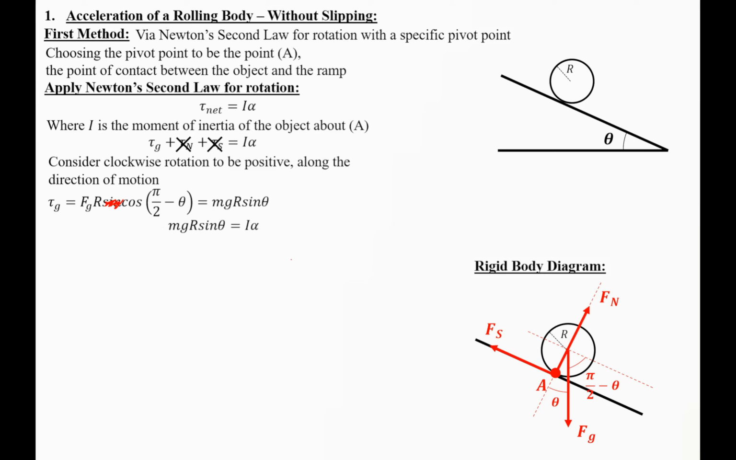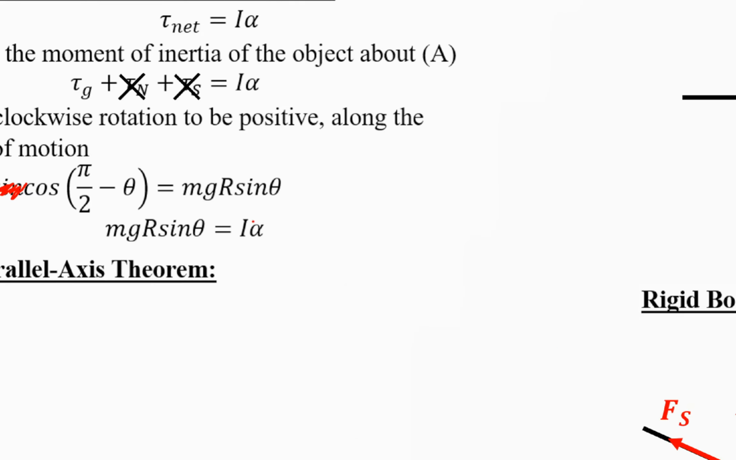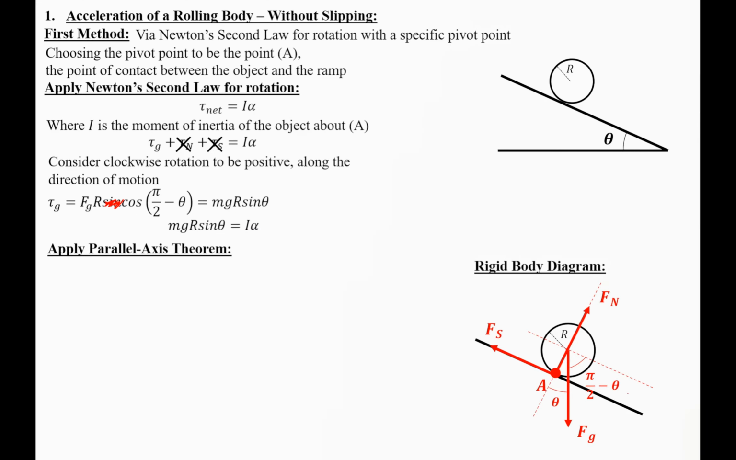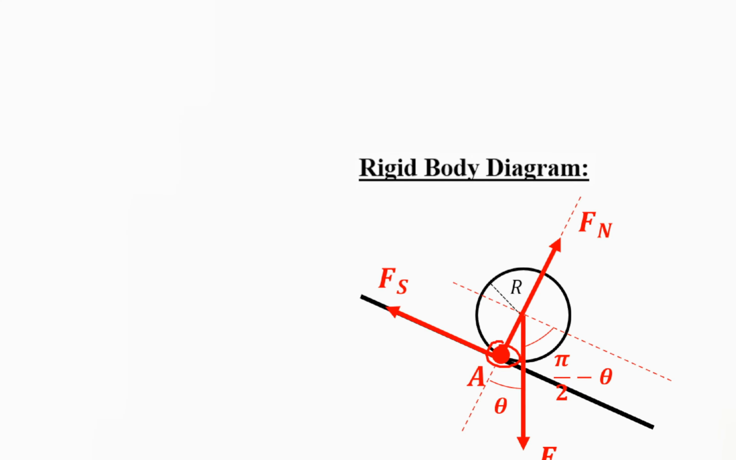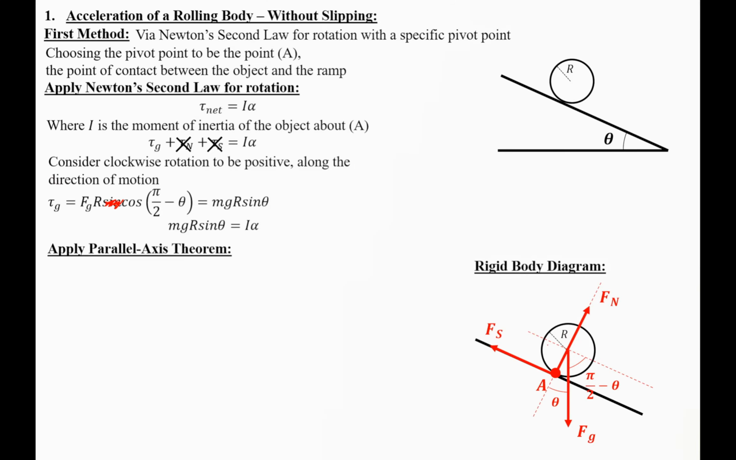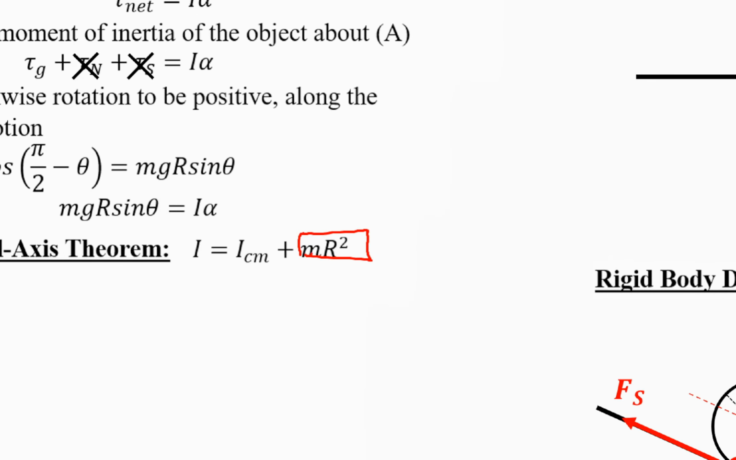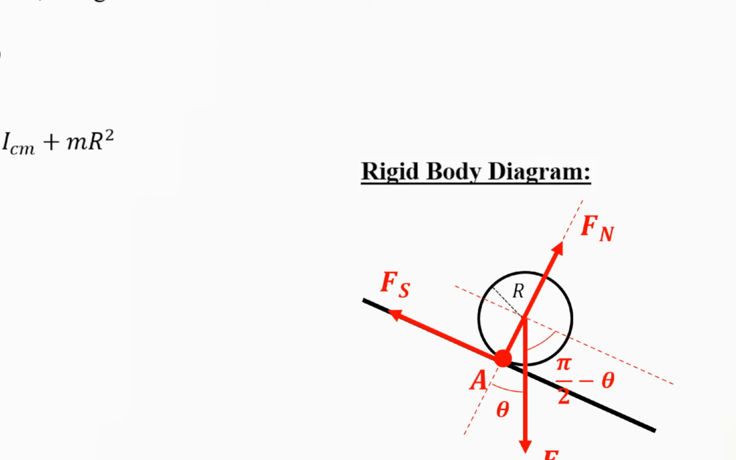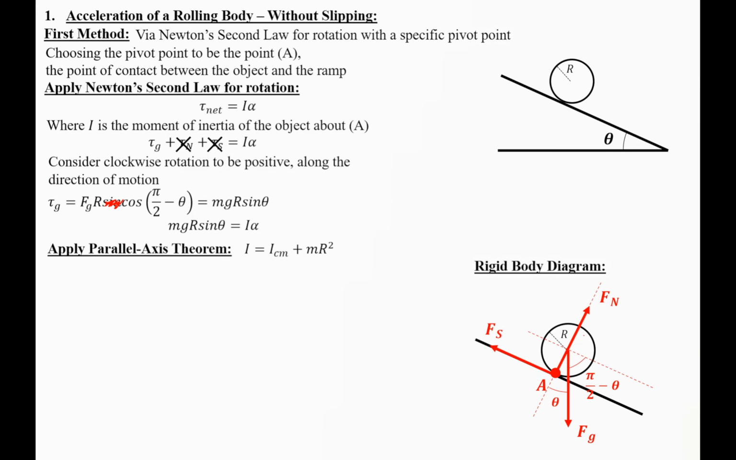Now replacing with mgr sine theta in Newton's second law, we need to apply the parallel axis theorem. Why? Because I represents the moment of inertia of the rolling object about the point A. However, what's given is I_CM, the moment of inertia of the object around the center. And we know that I at A could be related to I at the center of mass using the parallel axis theorem by adding a correction term, which is mr squared, where m is the mass of the object and r is the distance from A to the center.